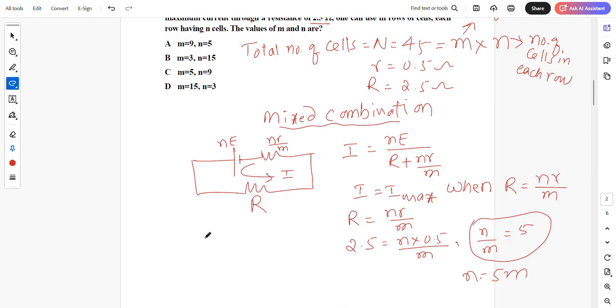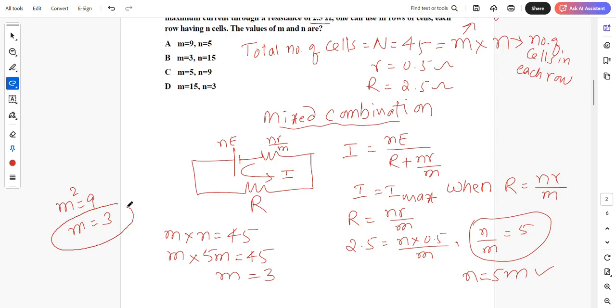Now here I have m into n is equal to 45. Substitute n is equal to 5m. So m into 5m is equal to 45, that is 5m square is equal to 45. M square is equal to 45 by 5, which is 9. So m will be equal to 3. Neglect the negative term. M is equal to 3.